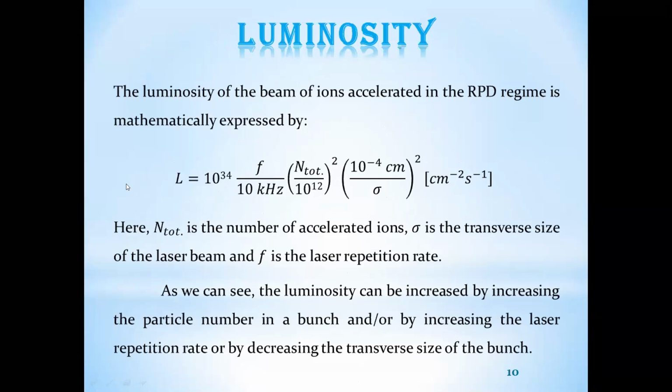As we can see, the luminosity can be increased by increasing the laser repetition rate, by increasing the total number of ions, and by decreasing the transverse size of the beam. The decrease of the transverse size of the beam can be achieved by focusing the particle beam into a focal spot, or by irradiating the foil with an appropriately modulated pulse.